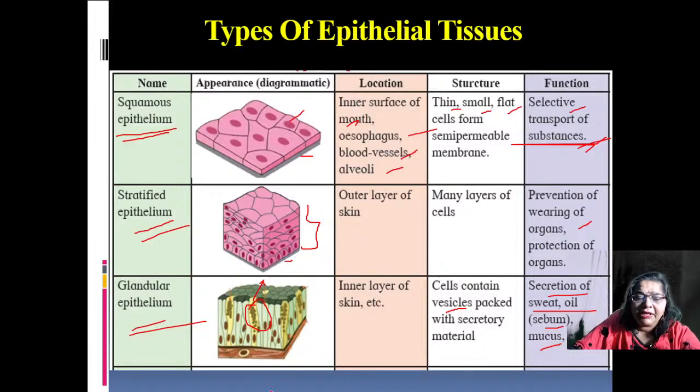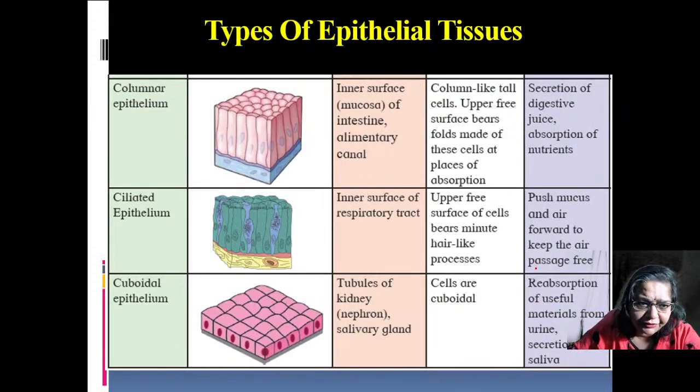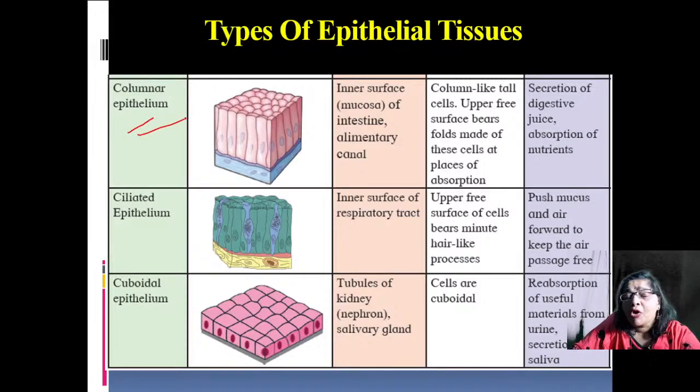So squamous epithelium, stratified epithelium, glandular epithelium. Let us see a few more types of epithelial tissue. The fourth one is the columnar epithelium. You can see here the columnar epithelium. Column refers to long pillar-like epithelial cells. You can see here the basal membrane on which the column-like cells are arranged.